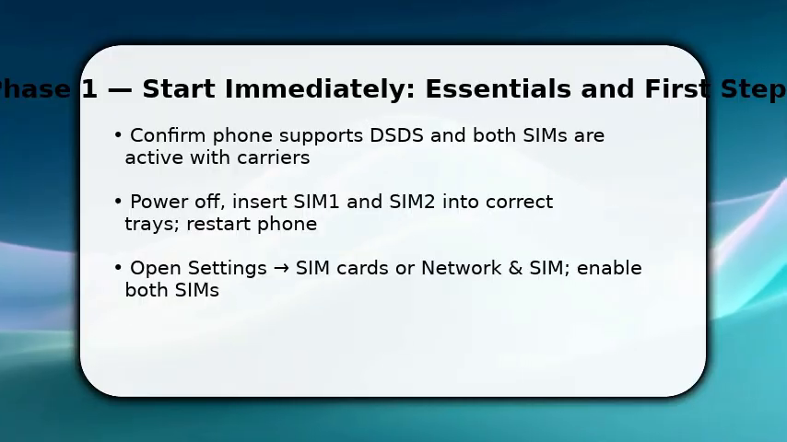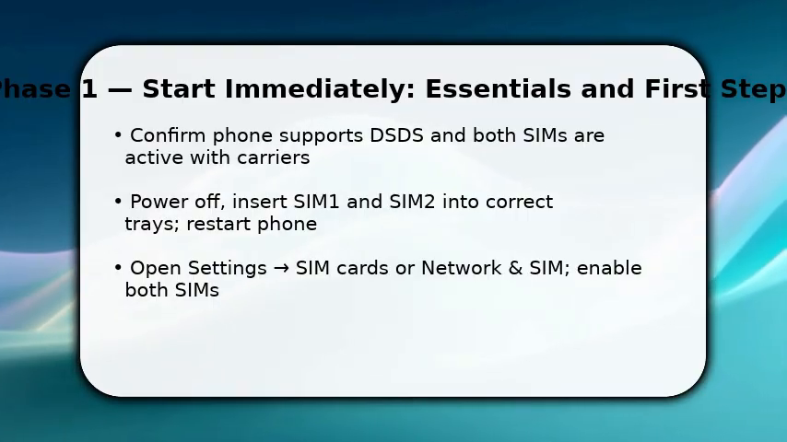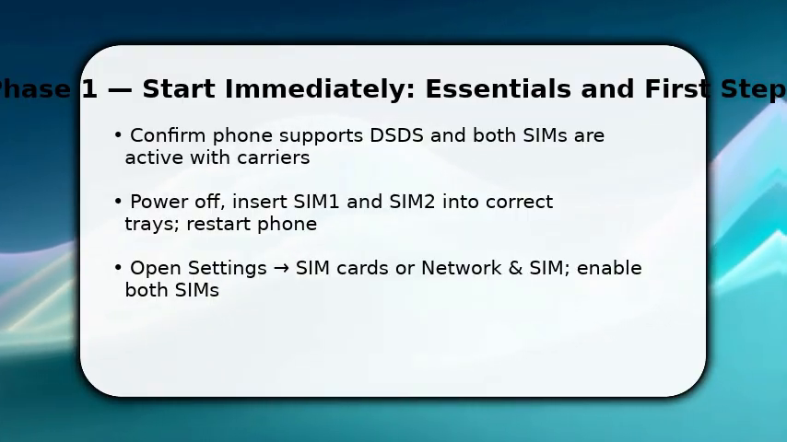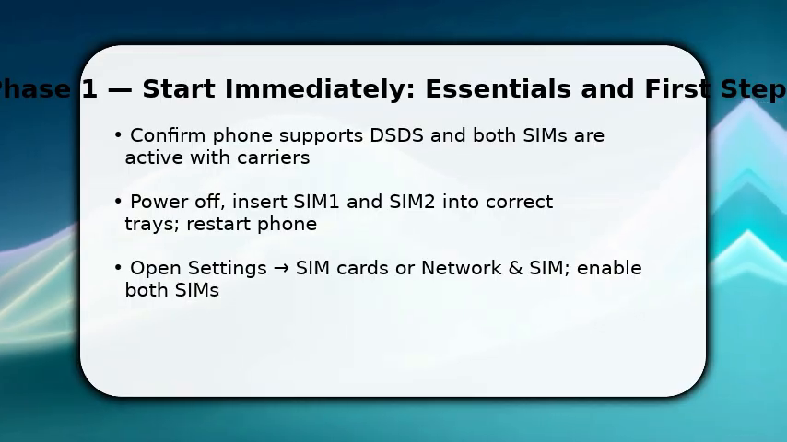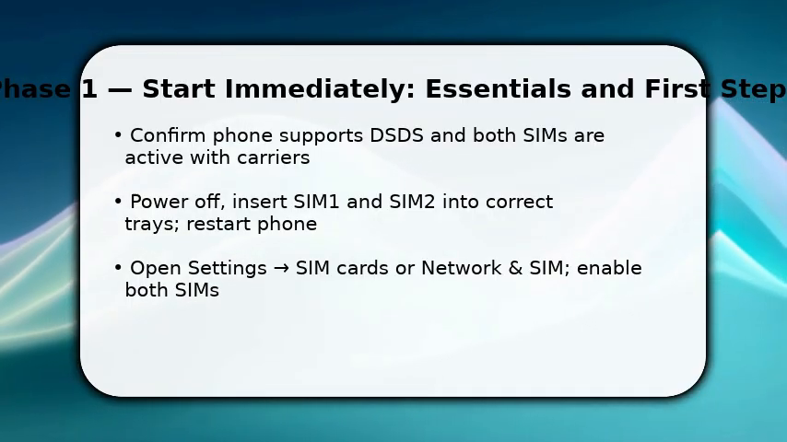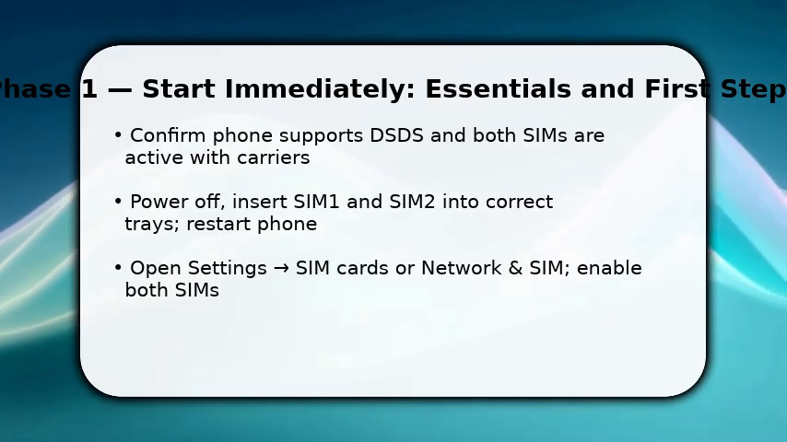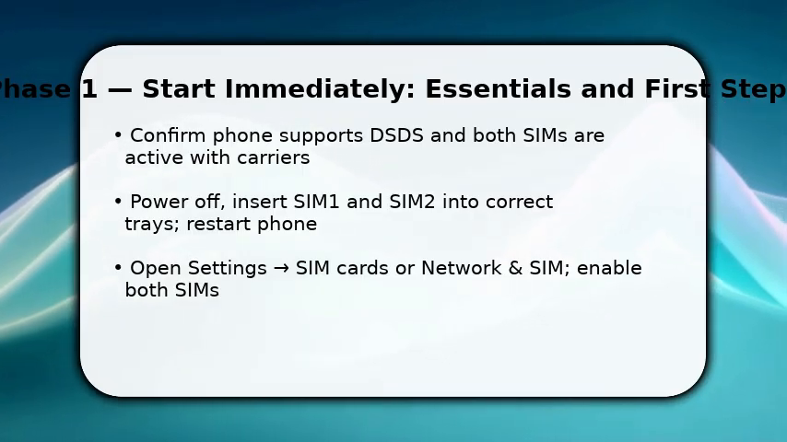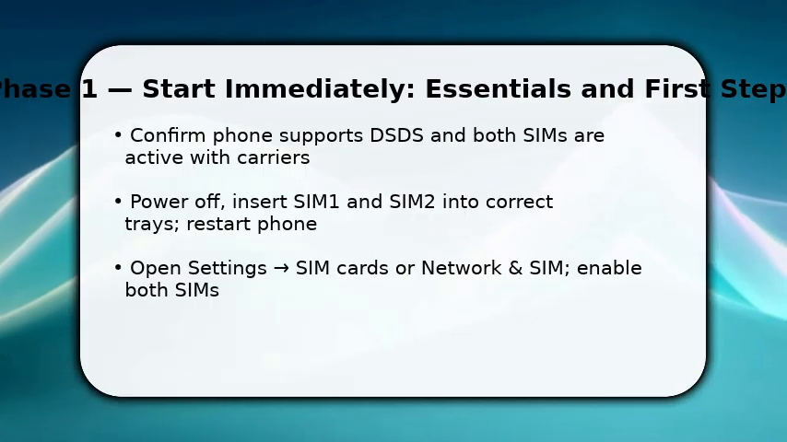You will start by verifying support and preparing the hardware. Make sure both SIMs are active with carriers, then power down and insert SIM1 and SIM2 into the correct trays. Once powered on, go to Settings and open the SIM cards or Network and SIM section.